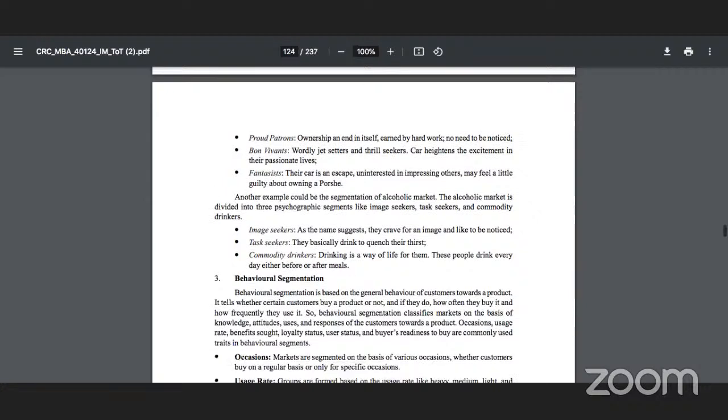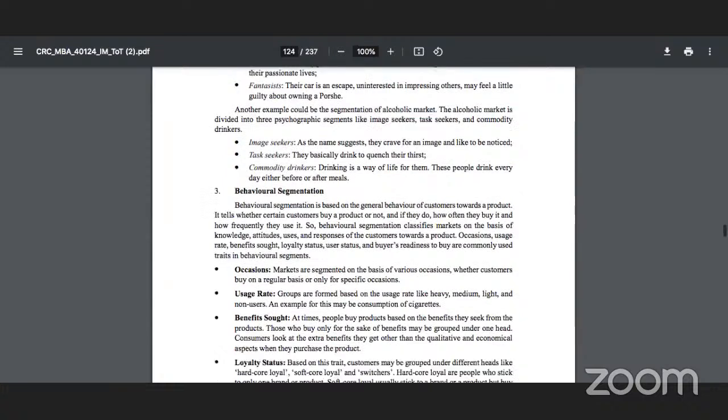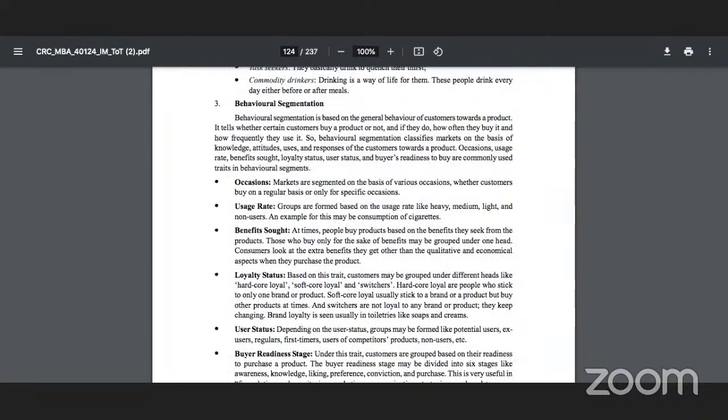And then we have the commodity drinkers. For them, drinking is a way of life. They drink every day, either before or after meals. So that is how segmentation is done based on psychographics. We have seen three different examples from three different domains. Moving on, in terms of behavioral segmentation, this is based on how the customer behaves towards a particular product, whether they wish to buy the product or not, and if they do, how often they buy it, how frequently they use it, where they use it. Factors like that are considered under behavioral segmentation.